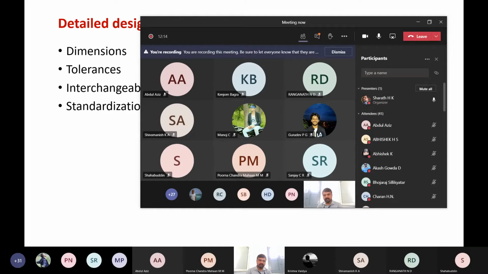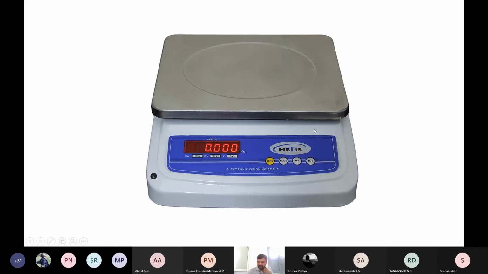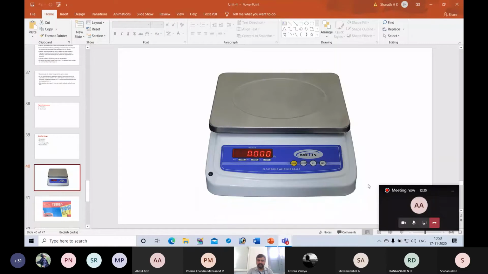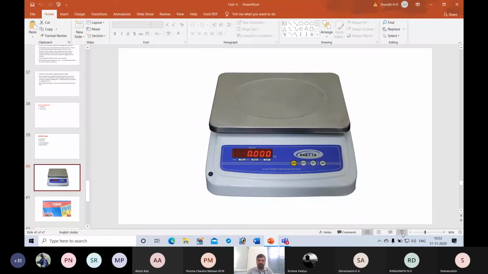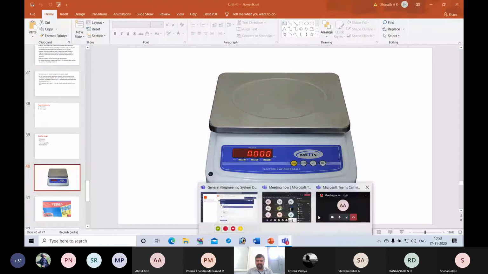Consider tolerances. If you go to the market, for buying vegetables or fruits, the vendor will weigh.